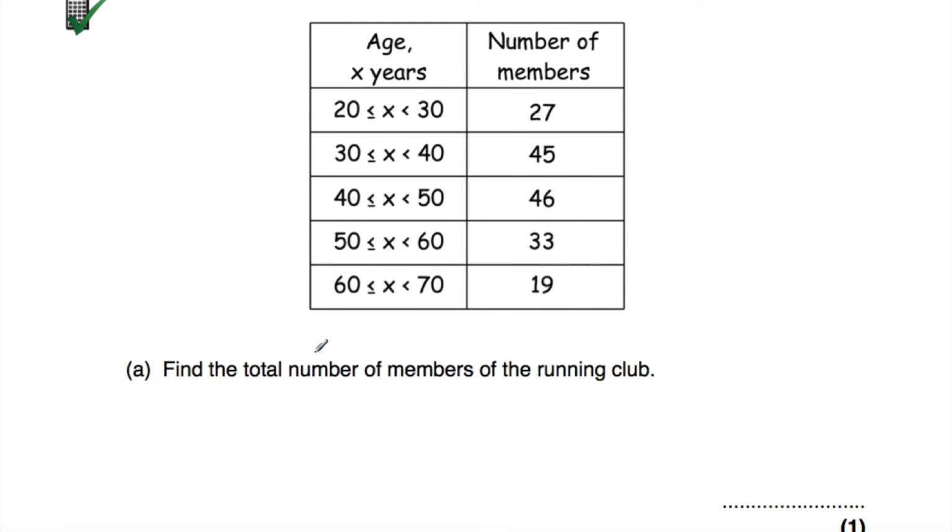And part A says, find the total number of members of the running club. So we want to find the total number of members of the running club. So we just need to add together these frequencies, the number of members. So if we add those up, let's see what we get. And it's great, it's a calculator question, so we can just add these on our calculator. And that's equal to 170. So there's 170 members of the running club.